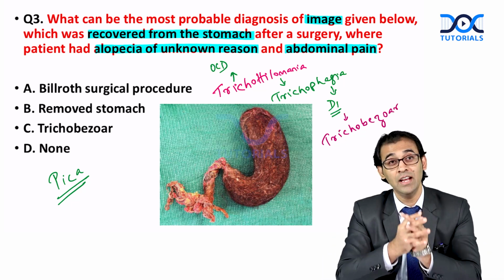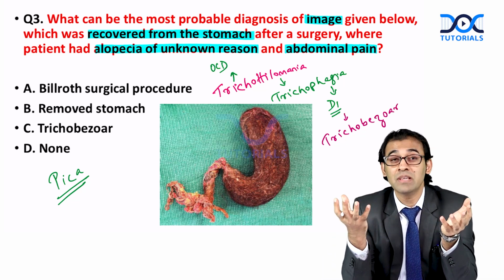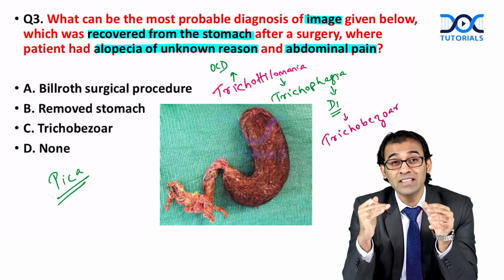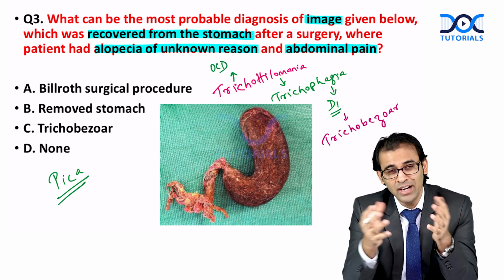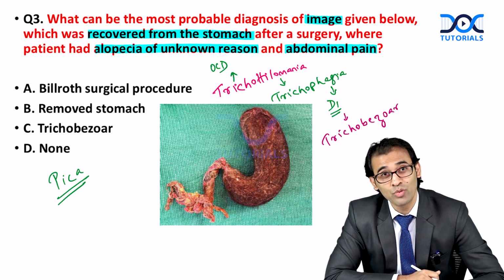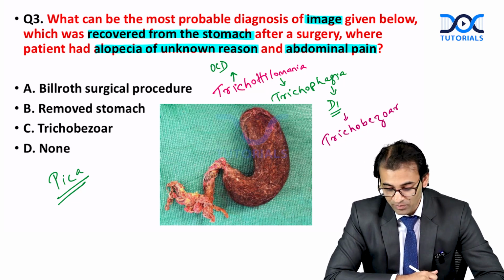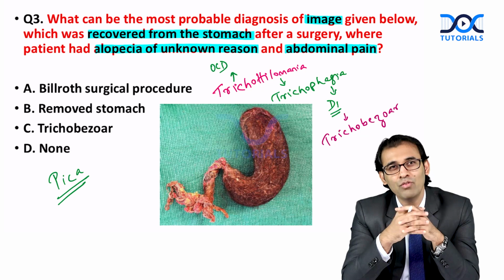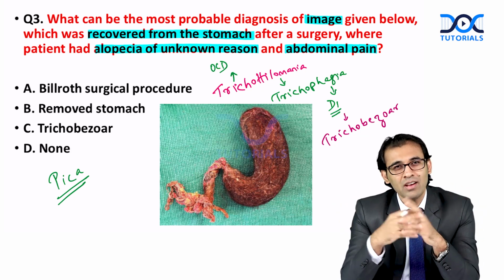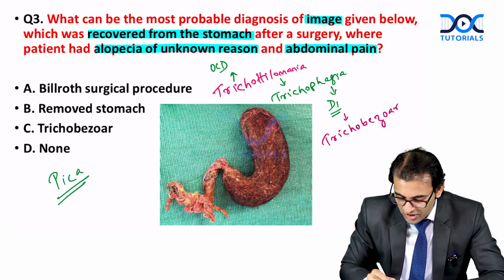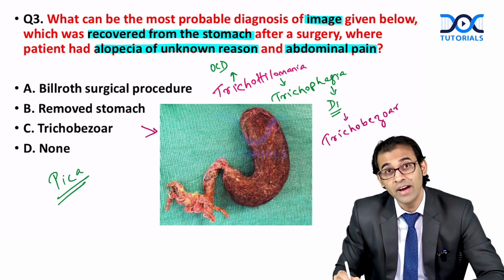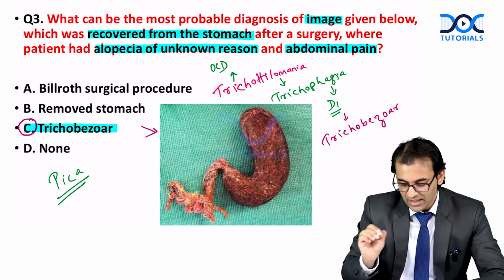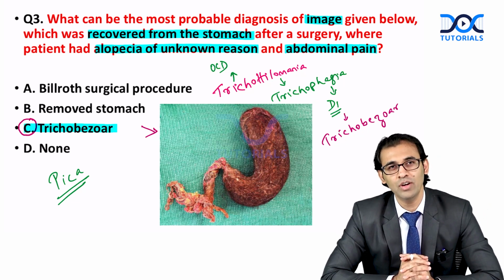We have learned this in detail. Because of the hairball obstruction, there will be complications like obstruction, abdominal pain, and there can be GI bleed also. So see here, alopecia of unknown reason, especially in a young female, and abdominal pain. After that, radiological investigation is needed where a black hairball will be seen, and the final solution here is surgical removal. So after surgical removal, this is the presentation. This is a case of trichobezoar. The answer is C. Last option is only surgical removal.